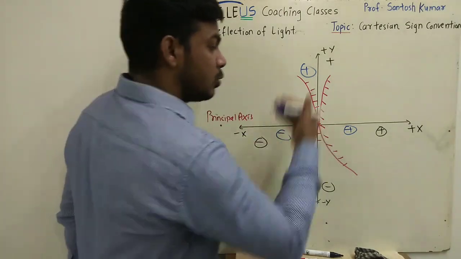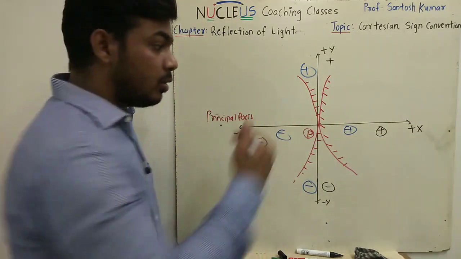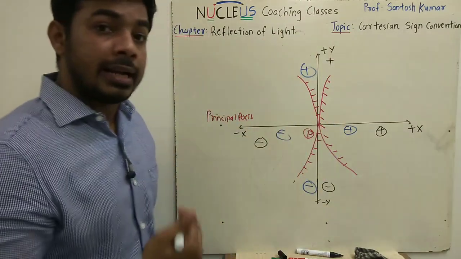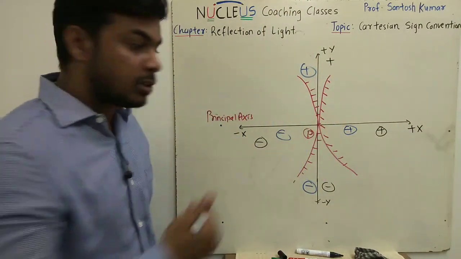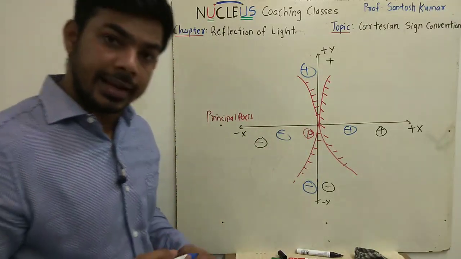The distance measured to the right hand side of pole is positive, to the left hand side of pole is negative. The distance measured above the pole, that is above the principal axis, is positive. The distance measured below the pole or below the principal axis is negative.